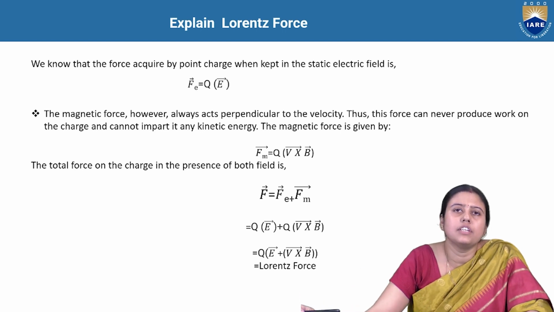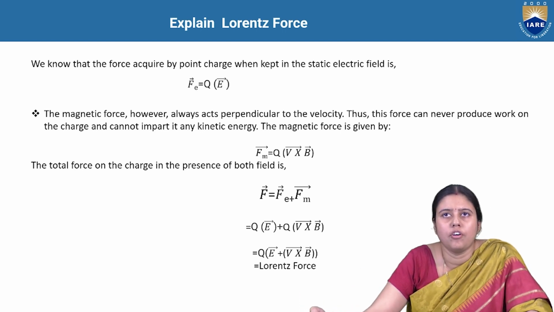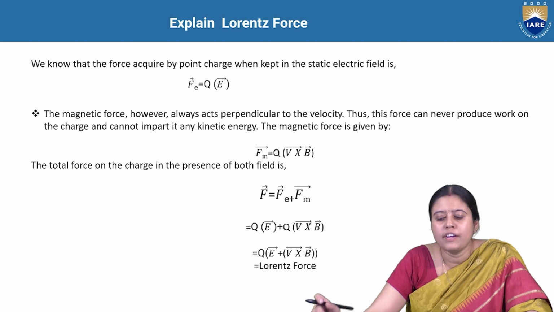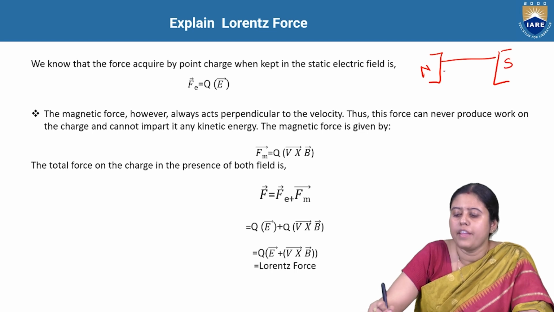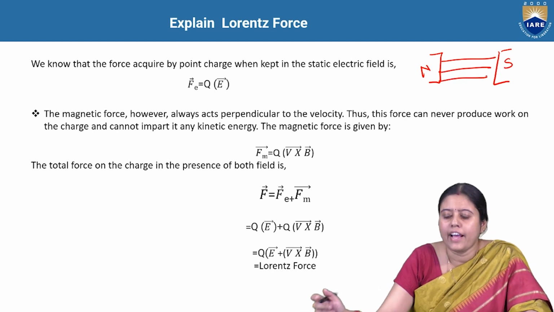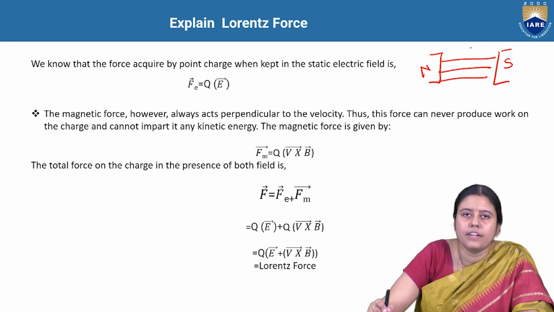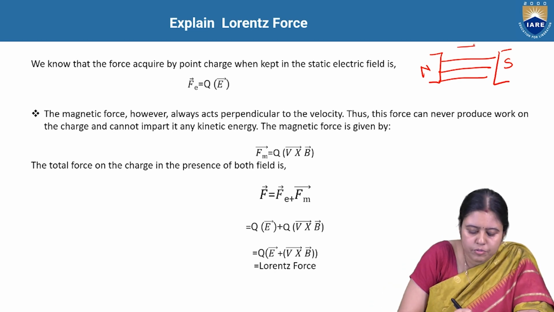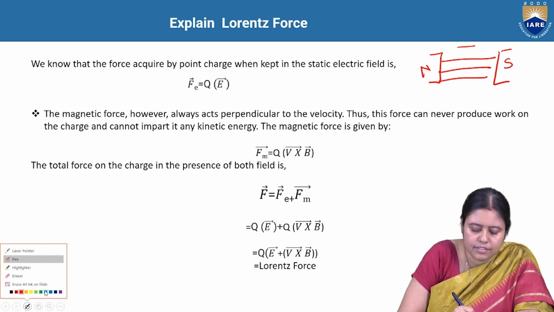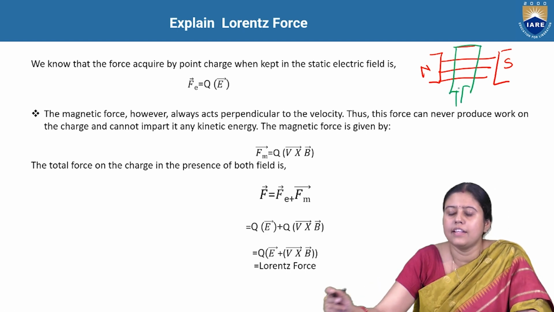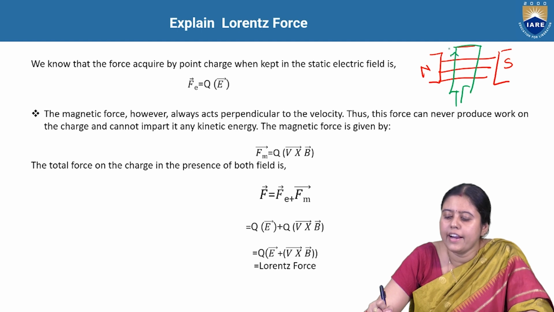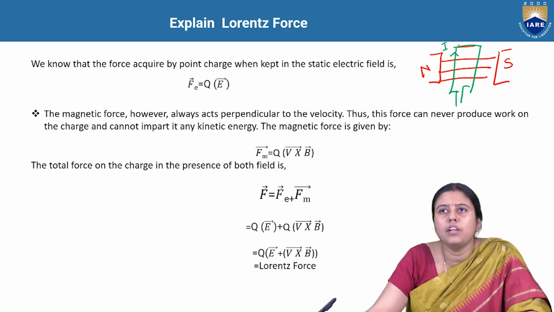The next important question is: explain the Lorentz force. First we will give one example. Say we have a DC machine. We have a north pole and a south pole, and there are some lines of force. This is the stator part. Now I am keeping one armature in the magnetic field, and the current is flowing. So what will happen?